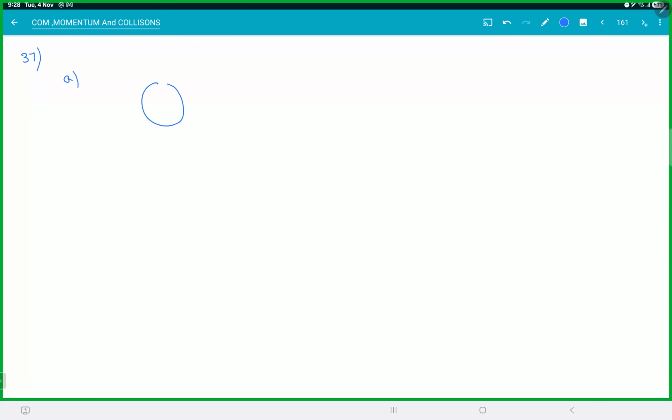Let's say this ball of mass 3m is going with u. This is a ball of mass m, also going with u. And let's say E is equal to half. Find the final velocities. Let's say we have a ball of mass m with u1, another ball of mass m with u2, E is equal to 1 and u1 is greater than u2. Find the final velocities.